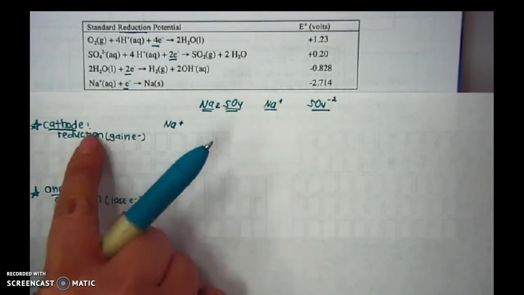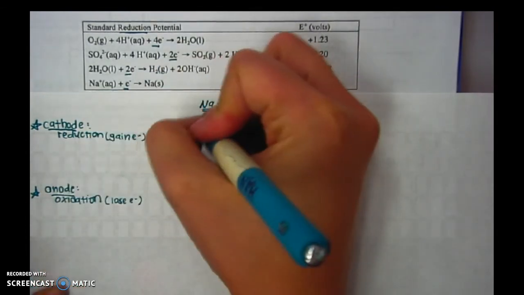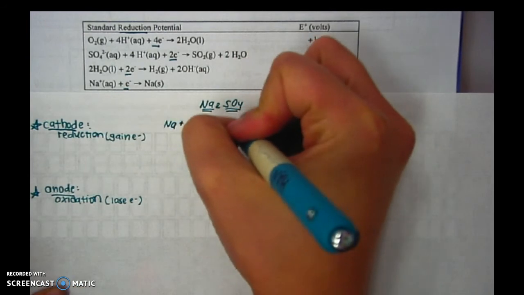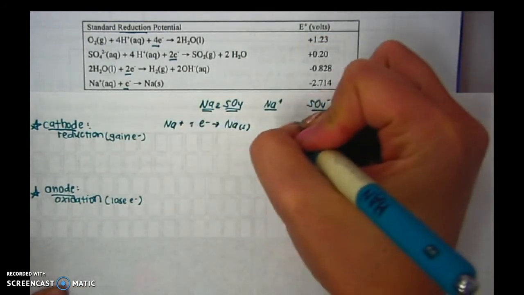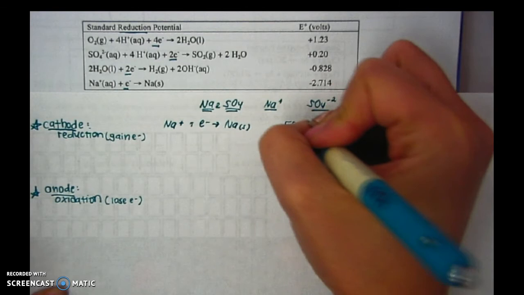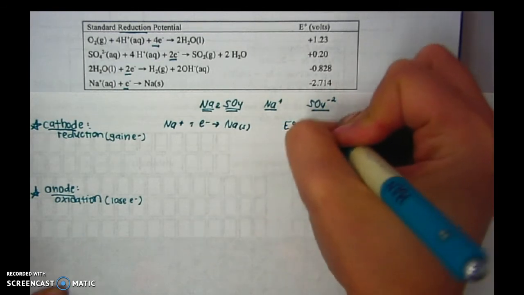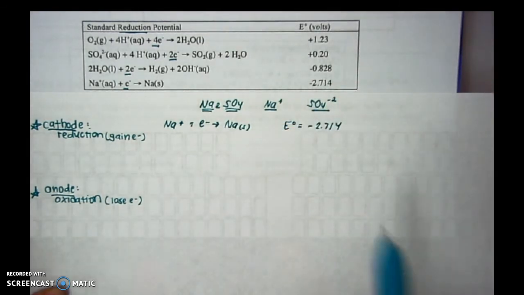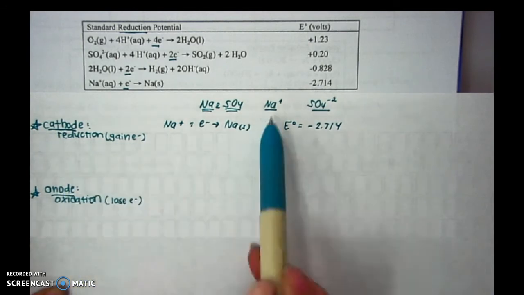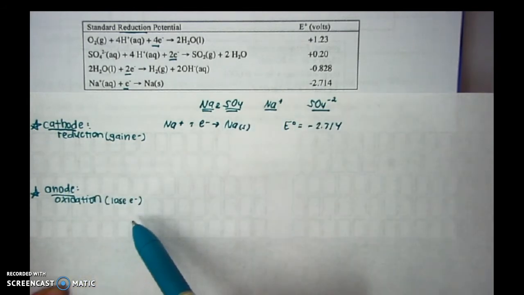It's reduction, so I'm just going to write it exactly as is. And our cell potential here is -2.714. Keep in mind too that it's not just the sodium and sulfate automatically that are reacting at the cathode and the anode. There is water inside of the reaction as well, which has to be included.